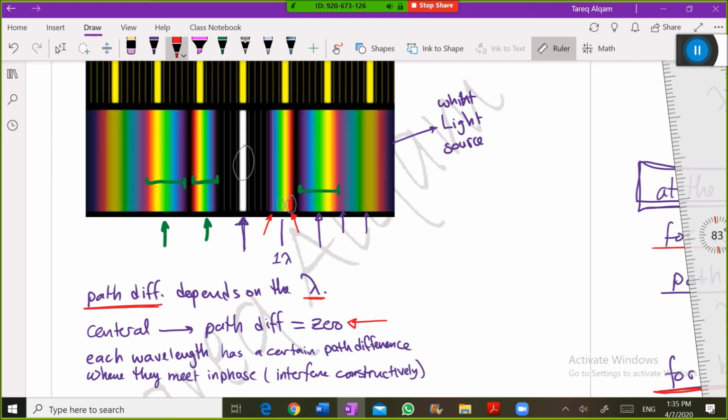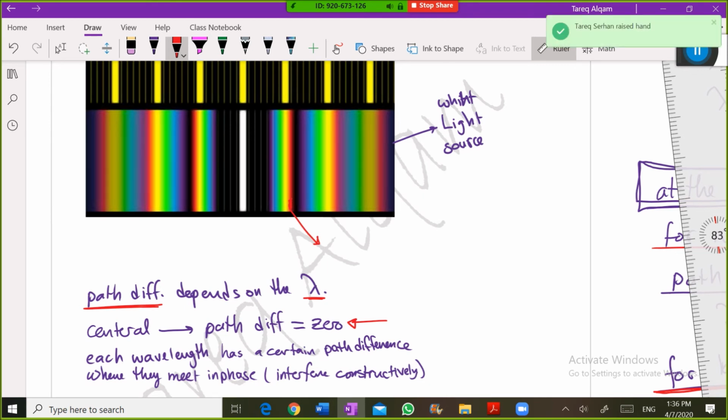If we take any of these positions, like what I did the previous time, if I took this region, guys, path difference: the path difference of the red is an integer, while the other colors are not integers, so they are out of phase. Red is in phase, so the red constructively interferes, so the amplitude of the red light will be higher, so the intensity is higher, so it's dominant, so I will observe the red only.